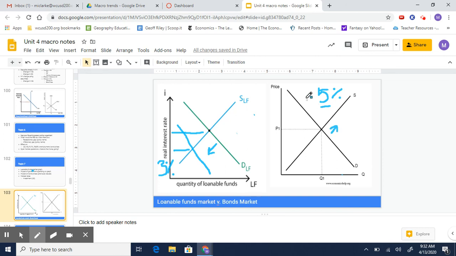So now those prices are going to increase. And it's evidence right here. Prices go up. Okay? So there's a connection, guys. When interest rates fall, bond prices increase, and vice versa.